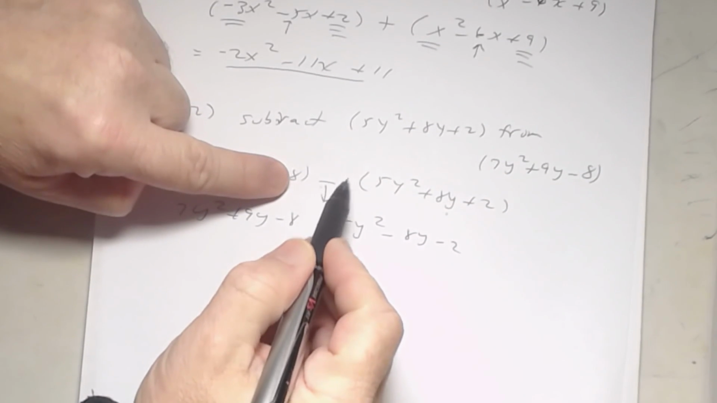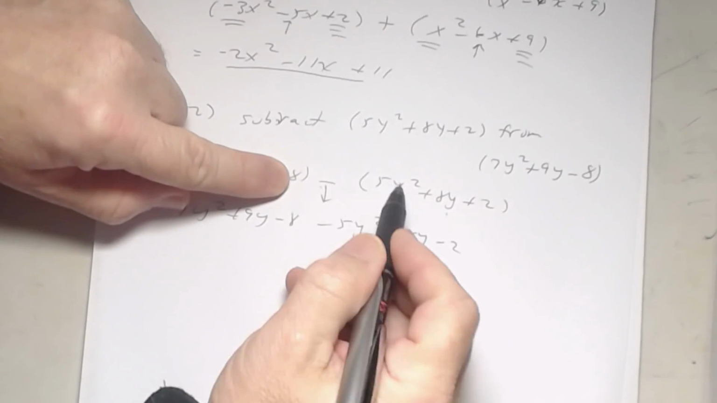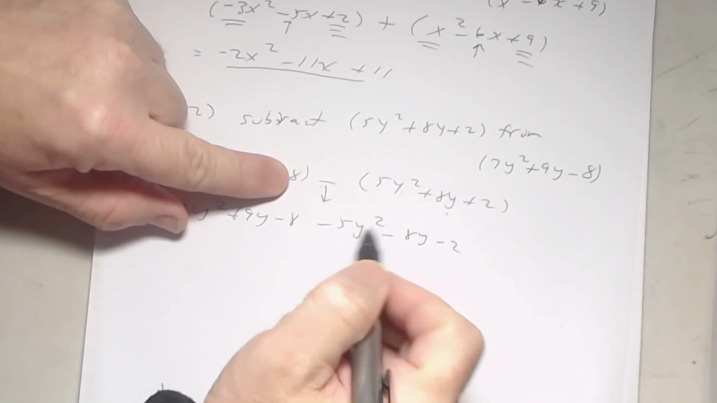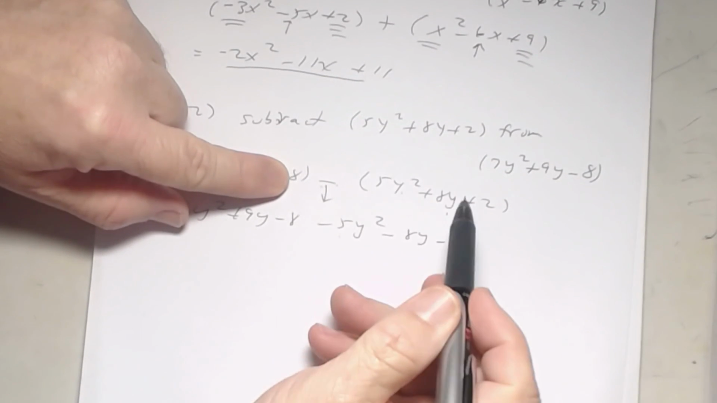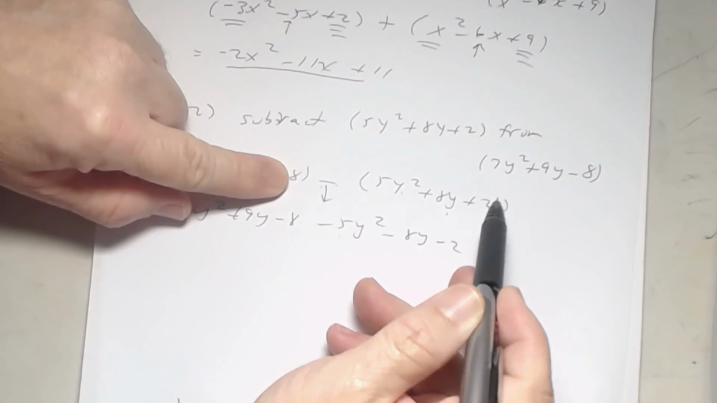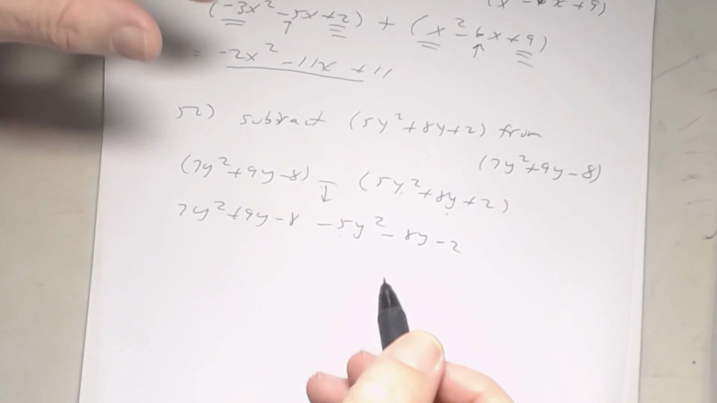And it also goes back to the idea of the distributive property. If you think about this, this is really negative what right here? 1. So you can distribute a negative 1 through here. Negative 1 times 5y squared is what? Negative 5y squared. Negative 1 times 8y is negative 8y. Negative 1 times a positive 2 is a negative 2. So the distributive property also comes into play as well.